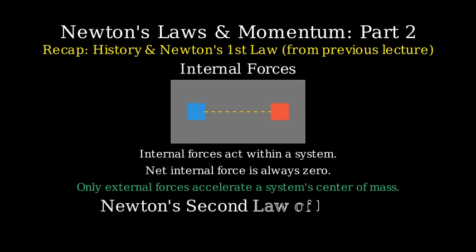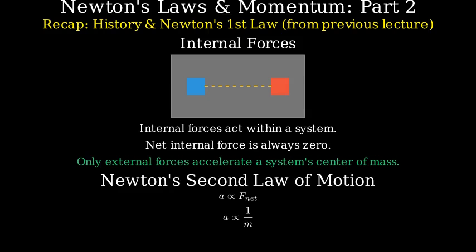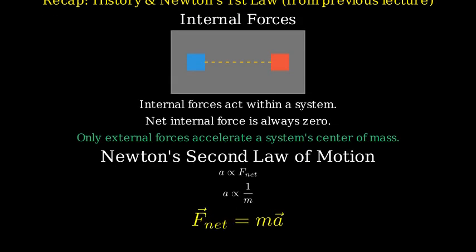Newton's second law of motion provides a quantitative description of how forces affect motion. It states that the acceleration of an object is directly proportional to the net force acting on it, and inversely proportional to its mass. Mathematically, this is most famously expressed as F net equals ma, where F net is the net force, m is the mass, and a is the acceleration.